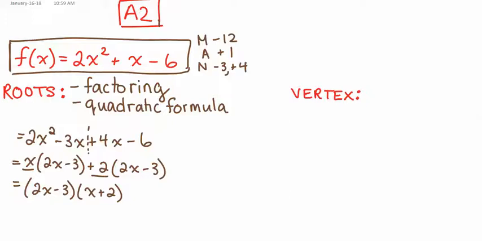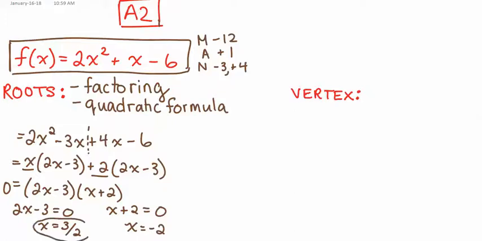Okay, so once I factor my equation, it's easy to find the roots because I set my equation equal to 0. So therefore, each of the brackets must be equal to 0. So 2x minus 3 equals 0, or x plus 2 equals 0, and then I just isolate x. So in this case, x will equal 3 over 2, and this one, x will equal negative 2. So I know I have a root at 3 over 2 and negative 2. So these are my two roots, or my two x-intercepts.